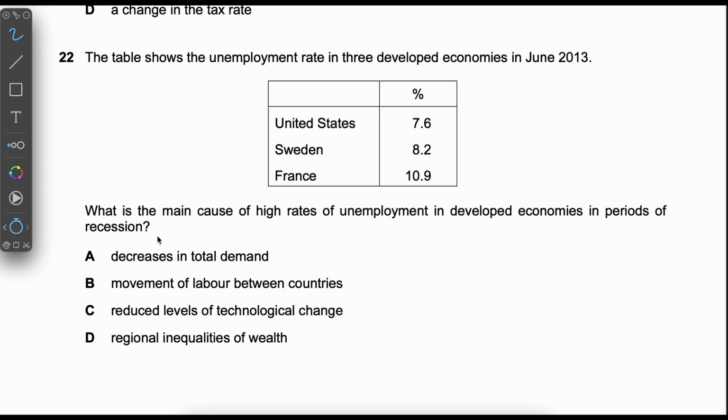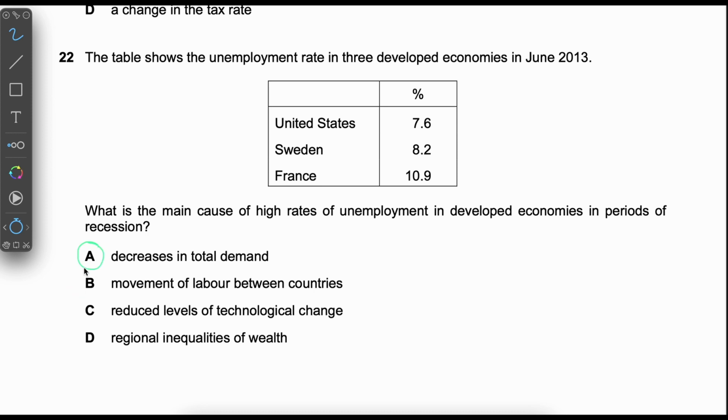Okay, so these could potentially all cause unemployment. However, we should know from our different types of unemployment, cyclical, frictional, all of the rest, that when we're in a recession, or the word recession should immediately link us with cyclical unemployment. Cyclical unemployment is when there are general decreases in the total demand in an economy.